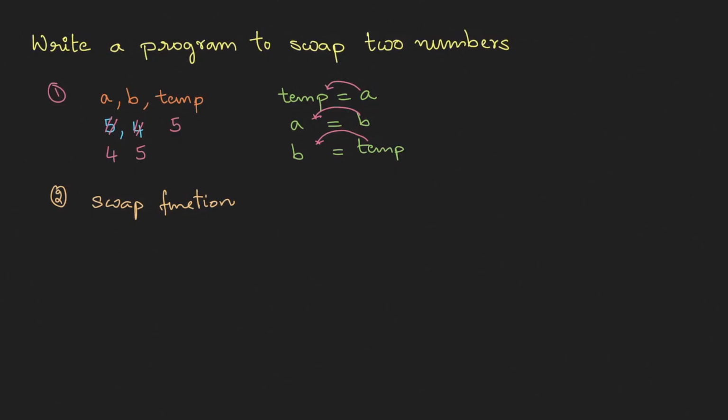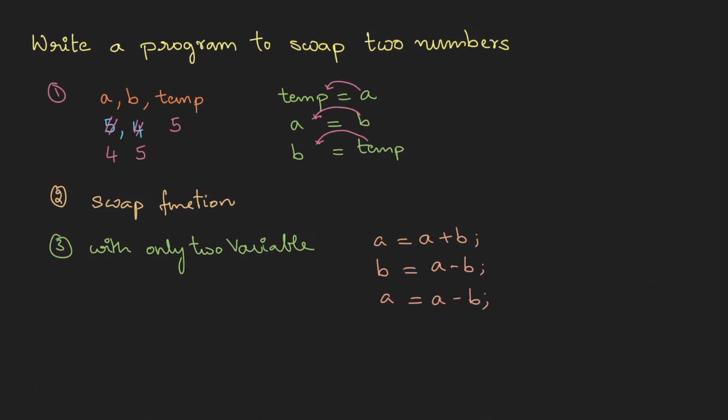Sometimes in some interviews they will say that we should not use a third variable. So let's go with the third method, that is implementation with only two variables. Here the logic will be, first what we'll do is we'll add both a and b and we'll store it into a, then b is a minus b, then again a will be a minus b. When we do this iteration, numbers will be automatically swapped.